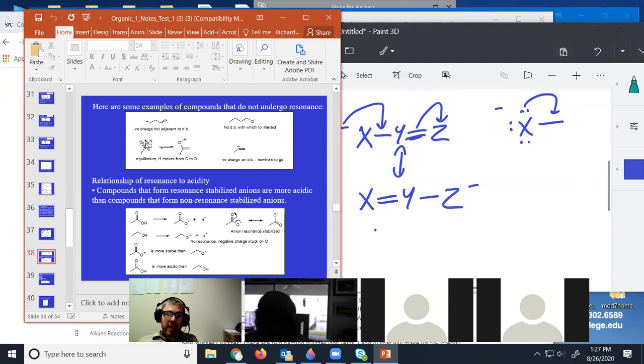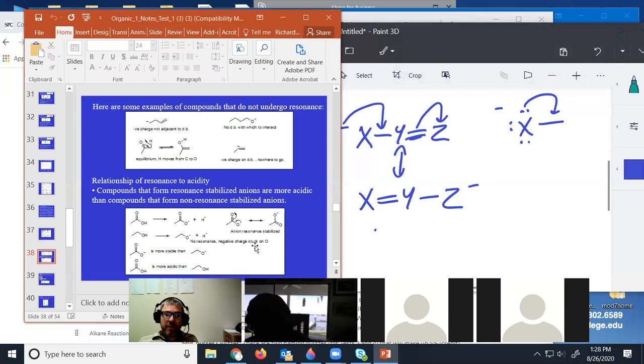Now this one here, we're actually moving atoms around, so that's not going to be good either. That's an equilibrium situation. So none of these are resonance situations, because atoms don't move, just their bonds and charges. Bonds and charges.